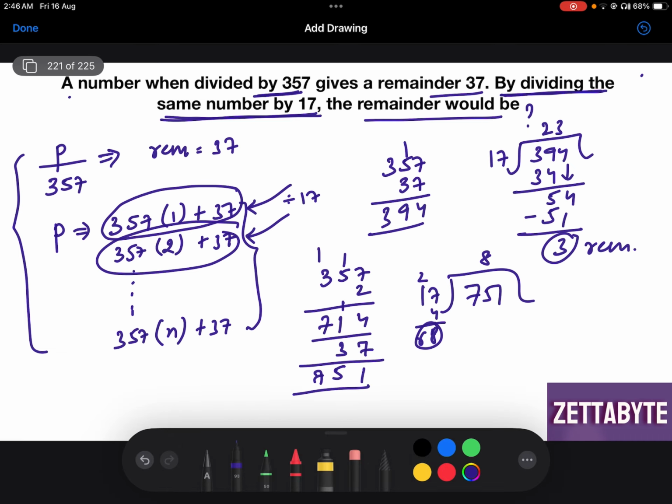So I'm going to take 4. 17 times 4 is 68. That would give you a remainder of 7, and then you have 1. So again, 17 times 4 is 68, and 3 is the remainder, right? So any number plus 37, I'm saying any number because I'm talking about this nth part, okay? So 357 times any number plus 37 when divided by 17 is always going to yield the same remainder, which is 3. 3 is the required answer.